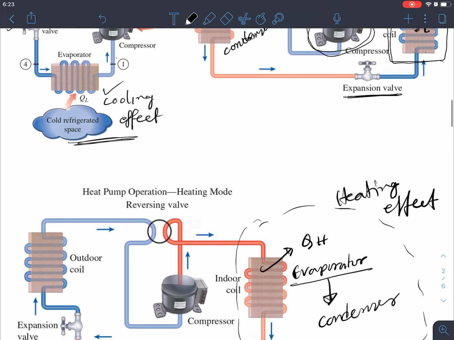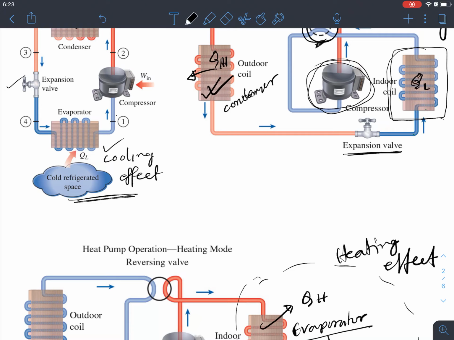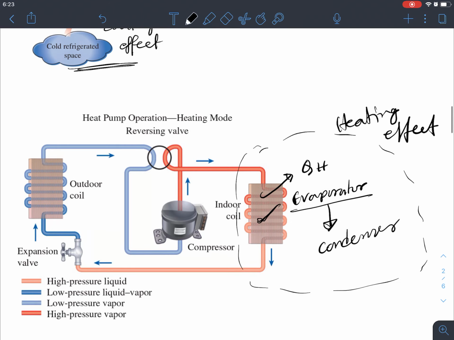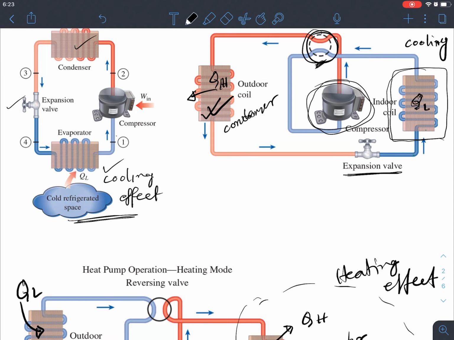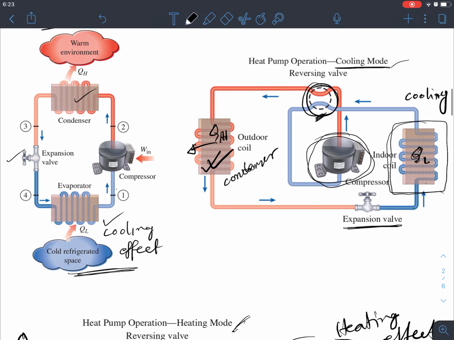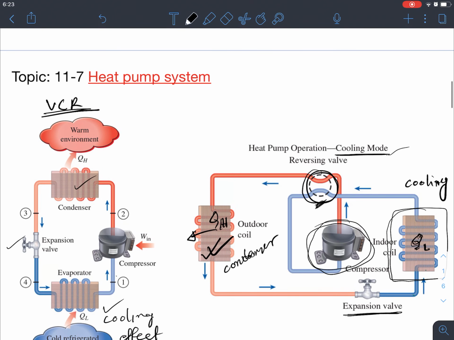So that's the alternation between the heating effect and cooling effect between the evaporator and condenser. In this cycle the condenser was right here outside. However, in this cycle we just change the flow direction, and the evaporator becomes the condenser, so it rejects heat, producing the heating effect, and the other one absorbs the heat QL. Just by simply changing the flow direction, we create the heating effect and the cooling effect. That's the working principle of the heat pump. Within one single device or system, you can produce heating and cooling effects.